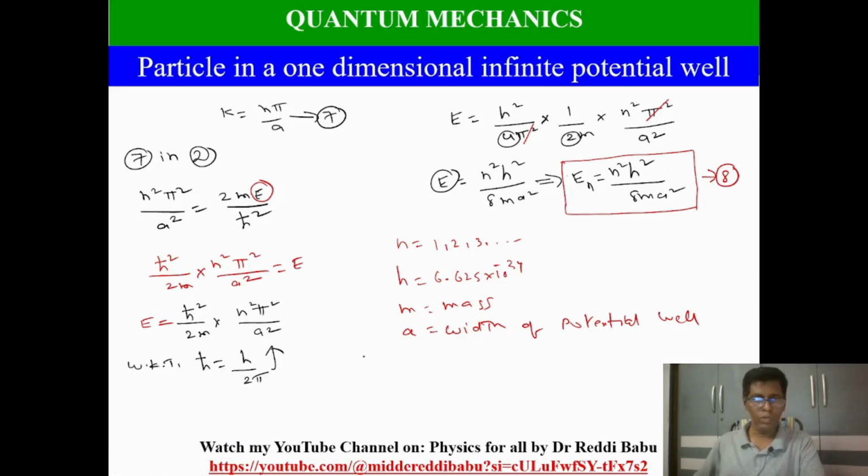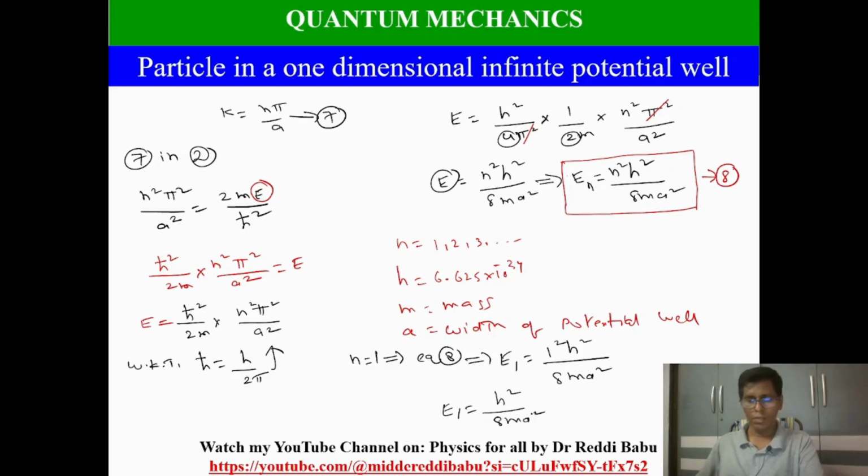Now we have to substitute n is equal to 1 in equation number 8. What I will get here? So left hand side is E1 is equal to right hand side 1 square into h square by 8m a square. So I am rewriting once again. E1 is equal to h square by 8m a square. Similarly, you can substitute n is equal to 2.